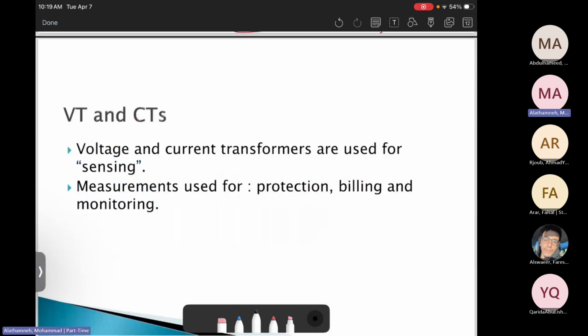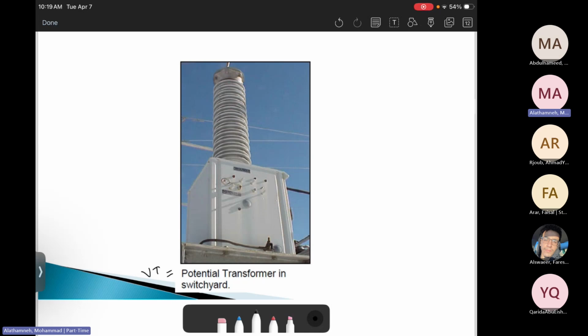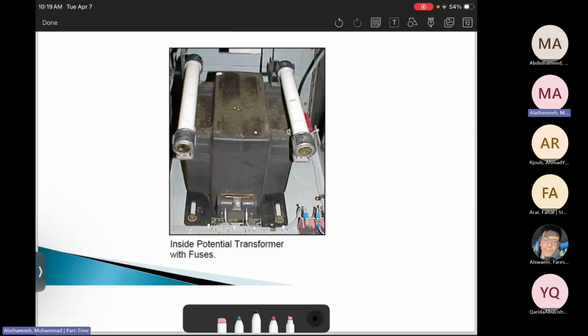Again, CT and VT are used for sensing and monitoring. Why? What's the point of measurements? For protection, billing, and monitoring. Here is the VT, the potential transformer. This is how it looks again. This is how the VT looks inside.